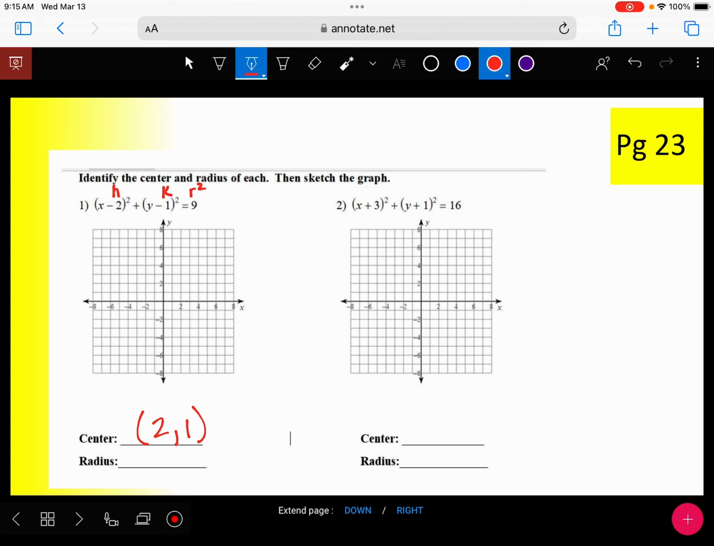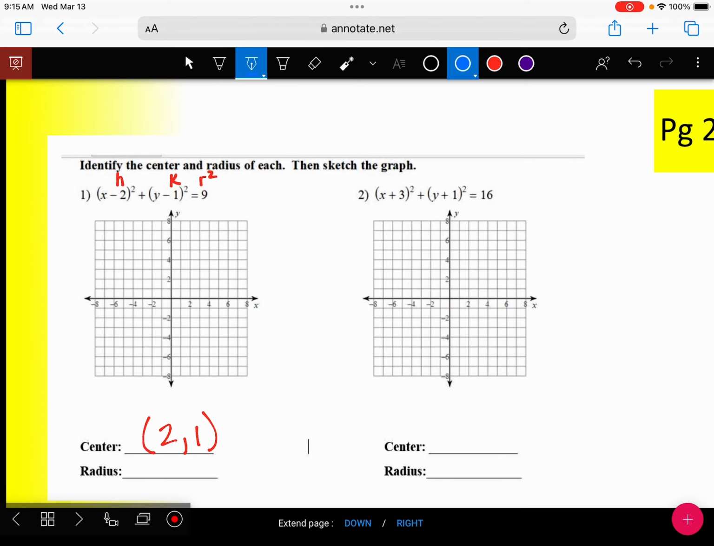Now this 9, this is the radius squared. So to find the radius, you would type in your calculator, if you don't know what it is, the square root of 9. You have to figure out what the square root of that number is. So if you type in the square root of 9, what is the square root of 9? 3. All right, so let's go ahead and graph a circle.